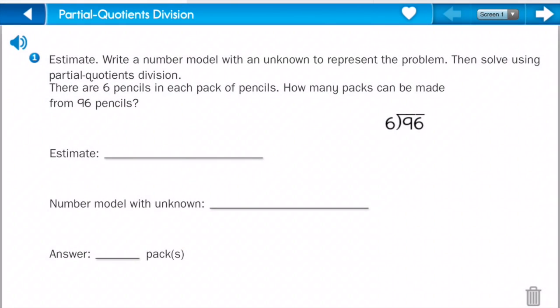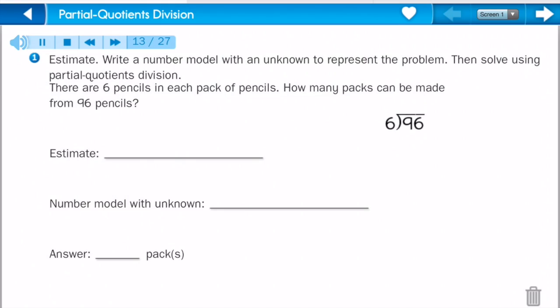Good morning. Today we're going to be learning about partial quotients division. So we're going to estimate. Partial quotients division 1. Estimate. Write a number model with an unknown to represent the problem. Then solve using partial quotients division.